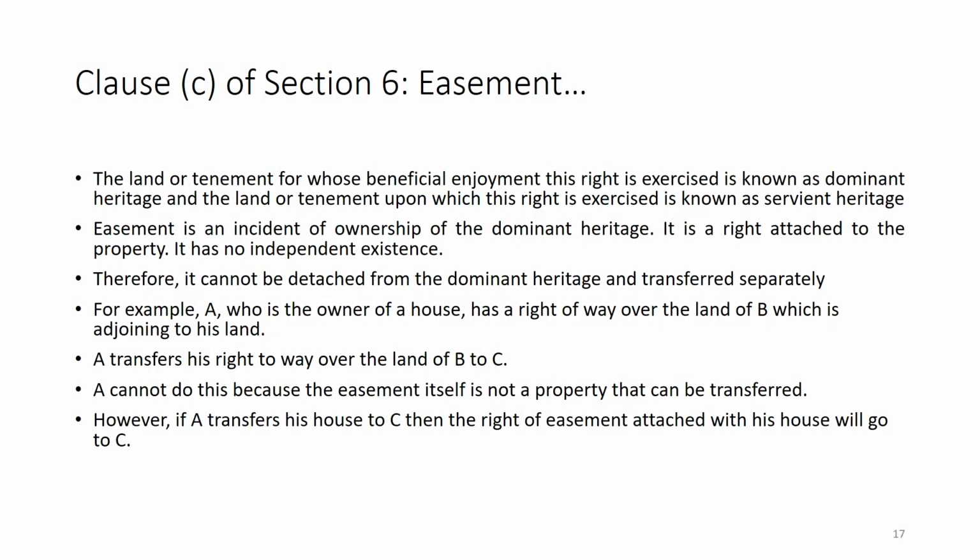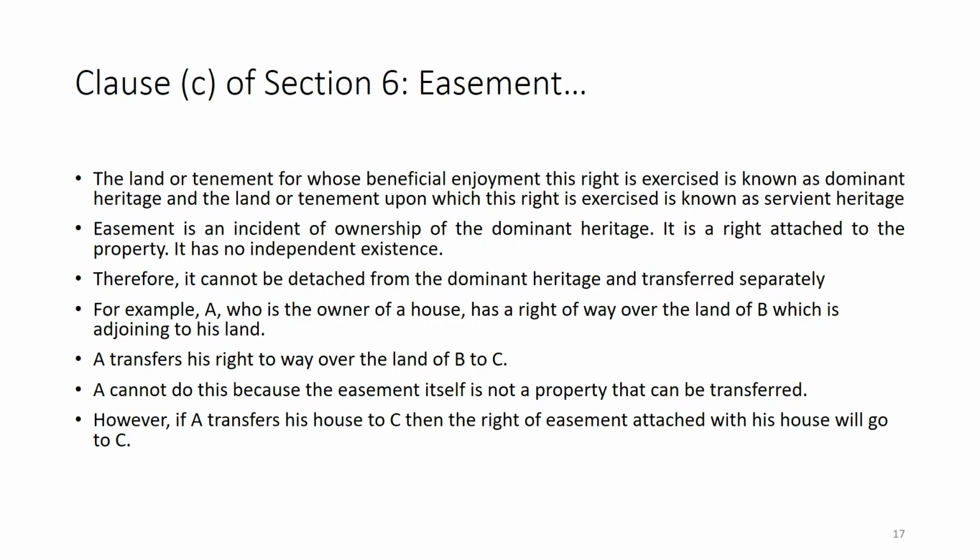Then if A transfers his house to C, the right of easement attached to his house will also go to C. That means, without the easementary right, this immovable property cannot be transferred. Both are completely inseparable. Without any gap, without any kind of bifurcation, they are always with each other, and whether it is going to be transferred or purchased by another person, they will go to the other person together.